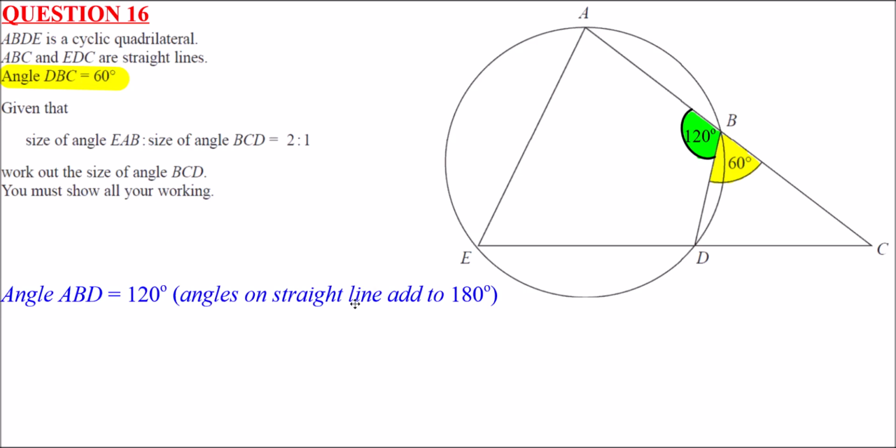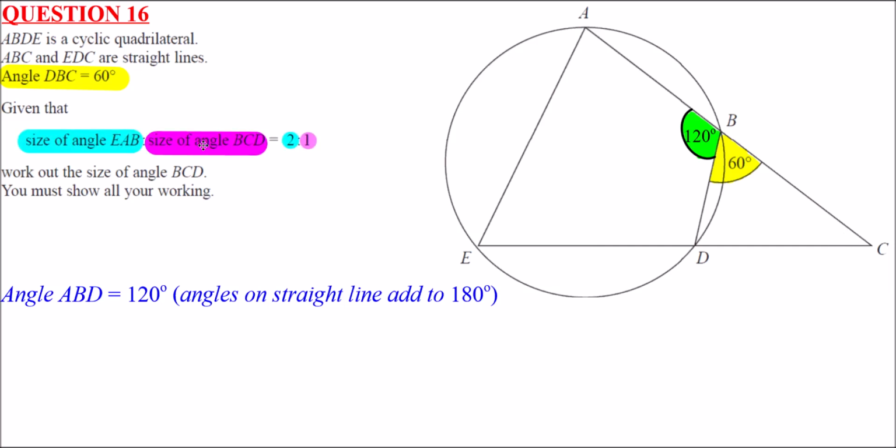That's because angles on a straight line add up to 180 degrees. As obvious as it is, do state them. The next thing we're told is the size of angle EAB to the size of angle BCD. EAB is this one, BCD is that one down there, is in the ratio of 2 to 1.